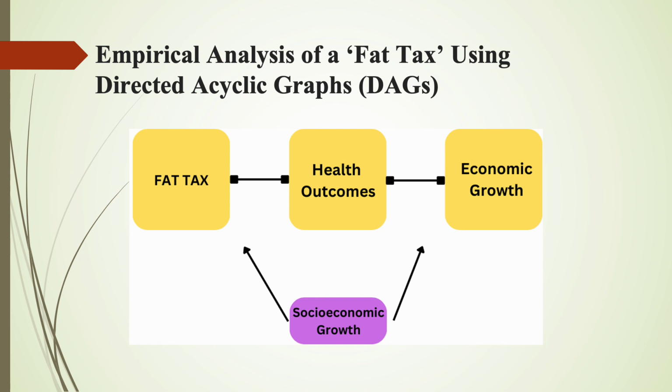Now the steps that you would normally take to assess the impact of a fat tax are: identify variables. In this scenario, fat tax is the independent variable, health outcomes are intermediate variables, and economic growth is the dependent variable. Then you will construct your DAG. Direct edges from a fat tax to health outcomes and economic growth. Possible confounders: socioeconomic status, with edges to all primary variables.